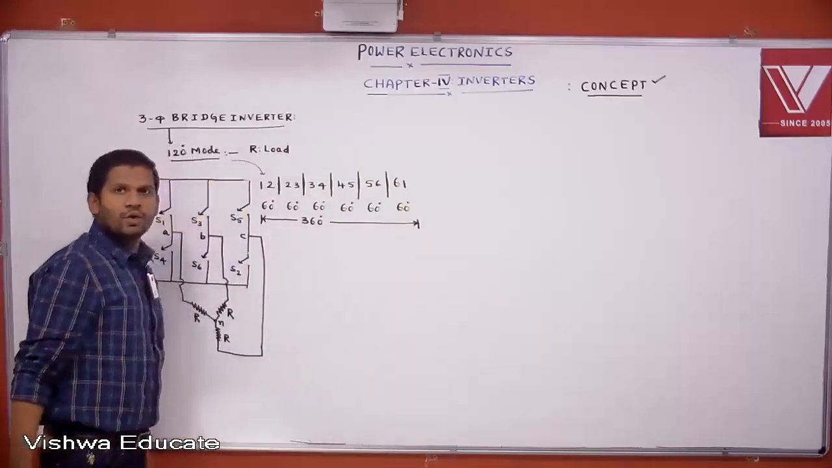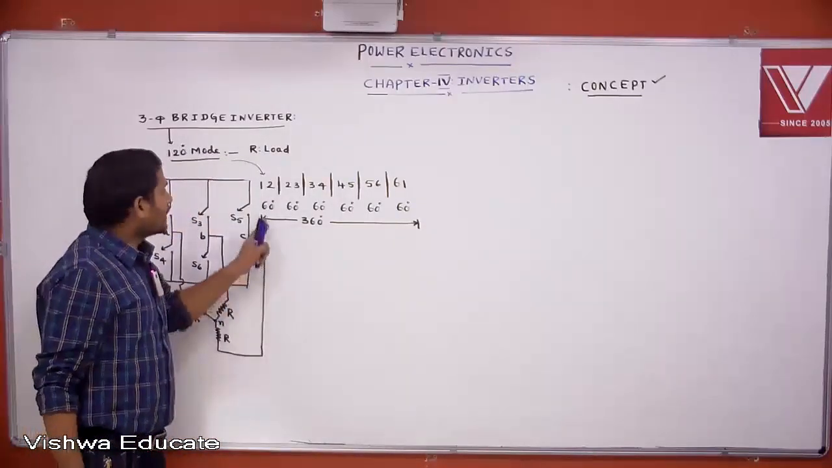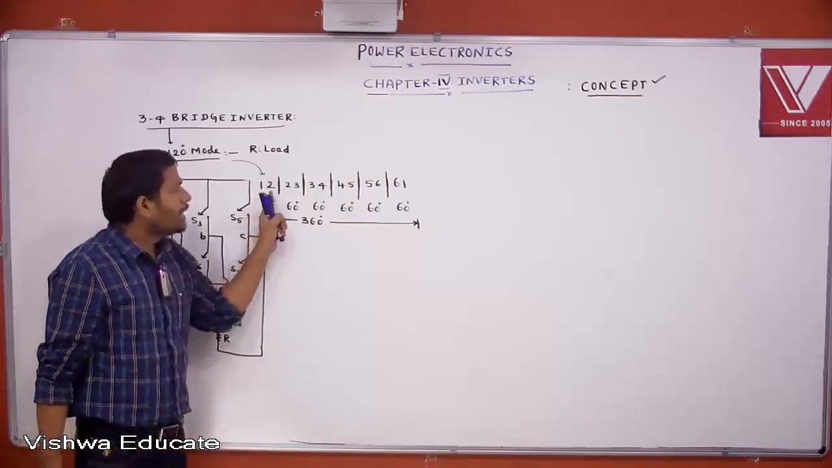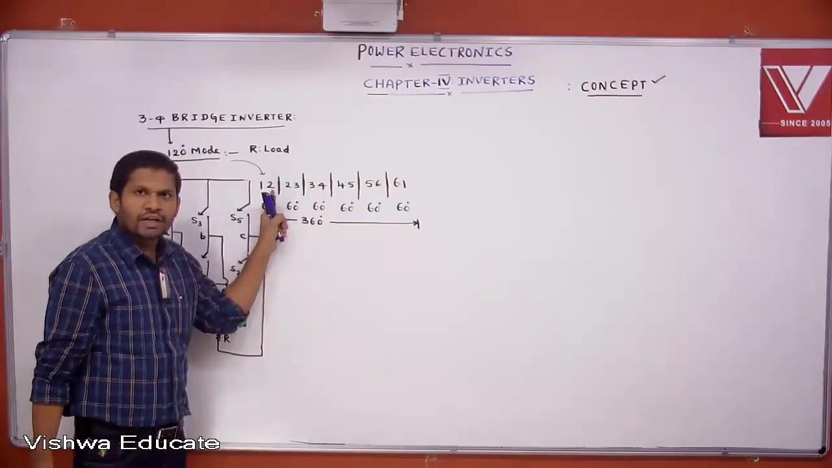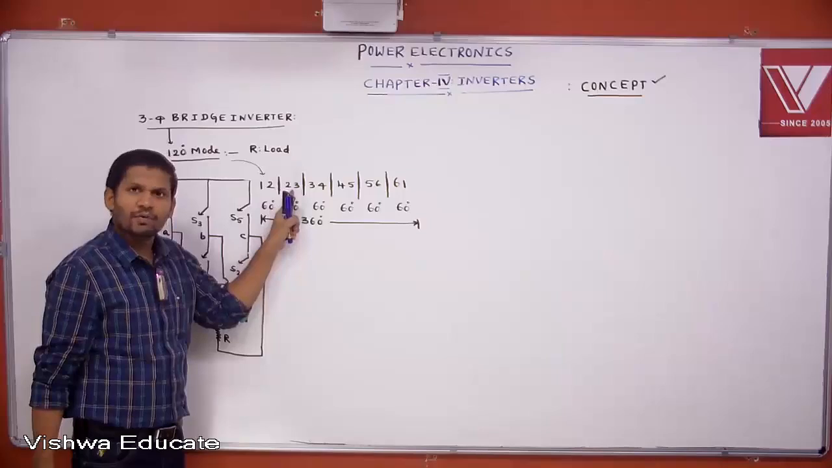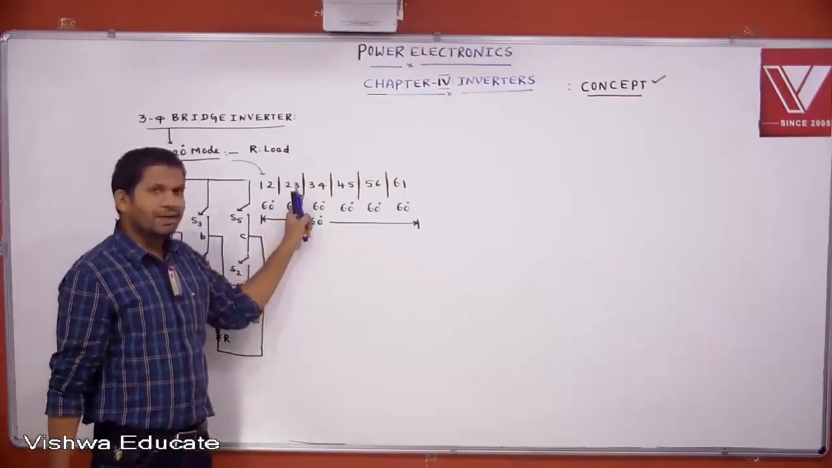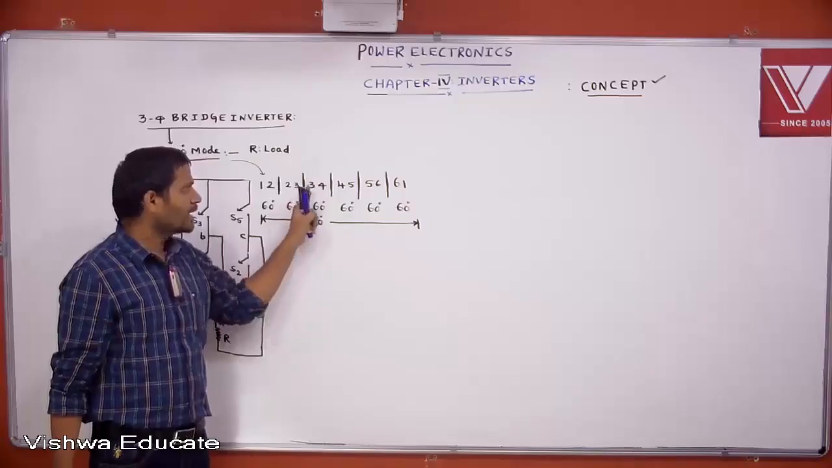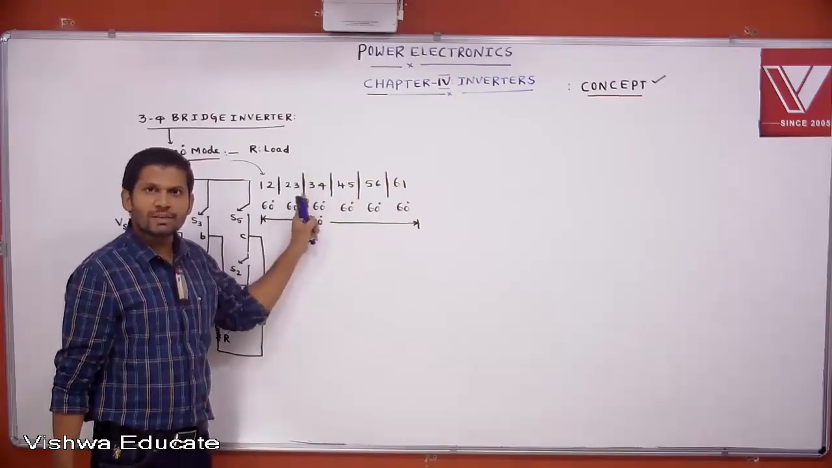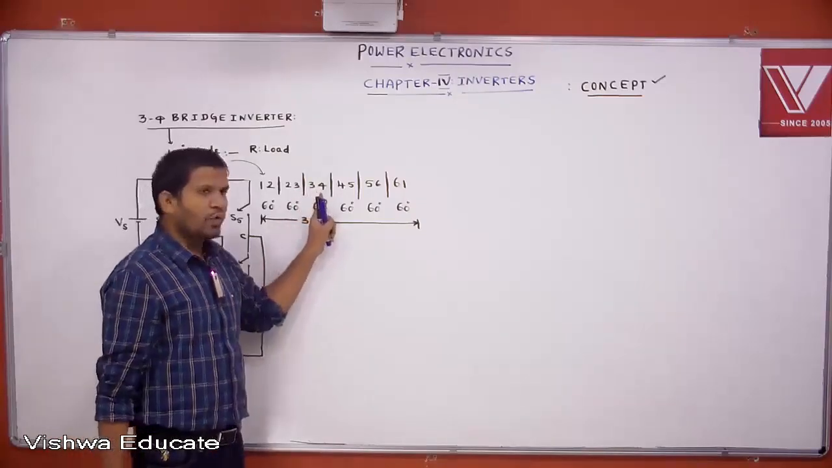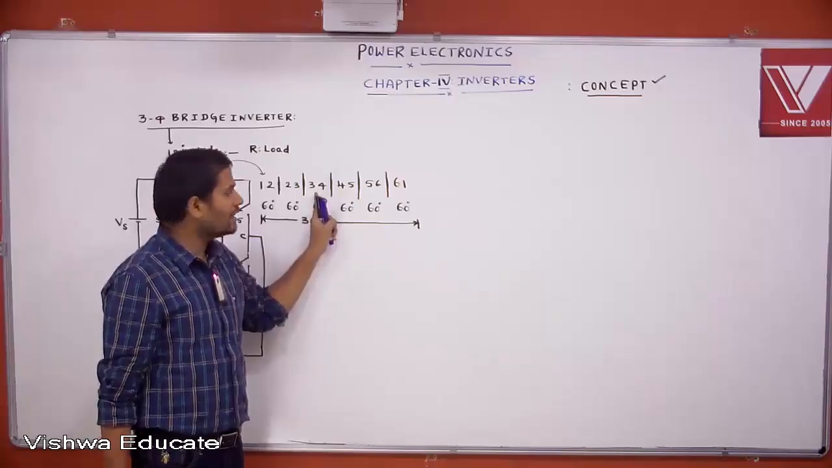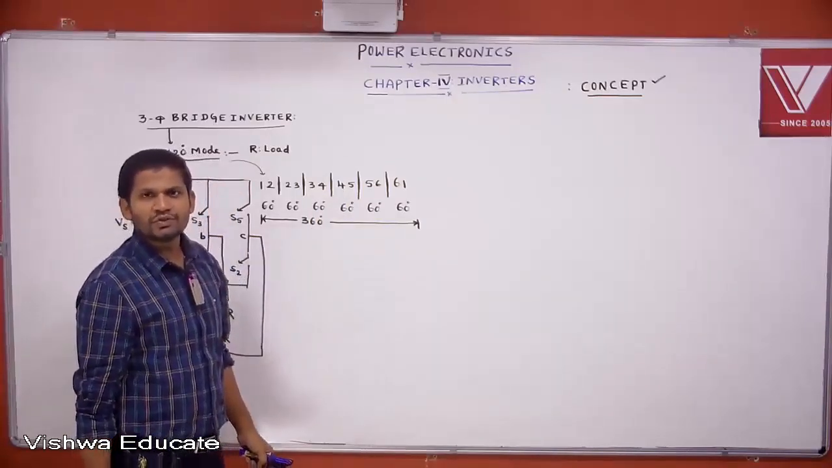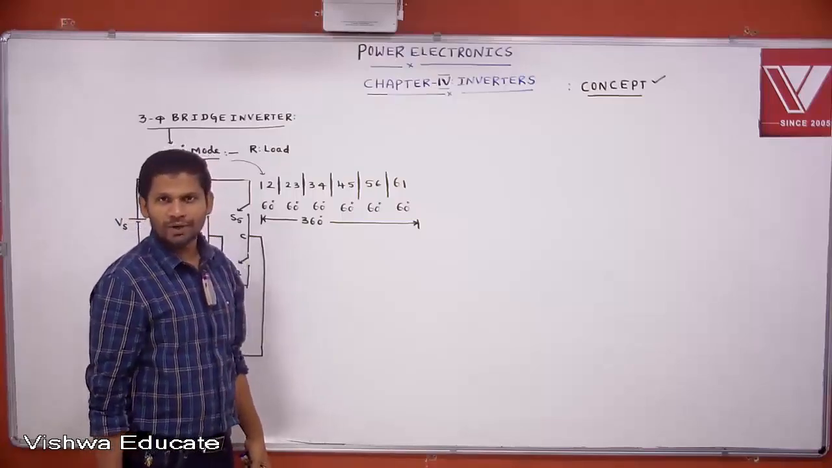Each switch is allowed to conduct for an angle of 120 degrees. We will see. Here 2 is triggered. How much angle is 2 conducting? 60 plus 60, 120 degrees. Here 3 is triggered. How much angle is 3 conducting, you tell me? Here 3 is conducting, and here also 3 is conducting: 60 plus 60, 120 degrees. Here 4 is triggered. How much angle is 4 conducting? 60 plus 60, 120. Each switch is conducting 120 degrees. That's why it is called 120-degree mode of operation.